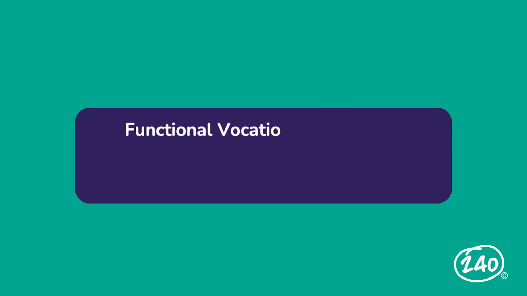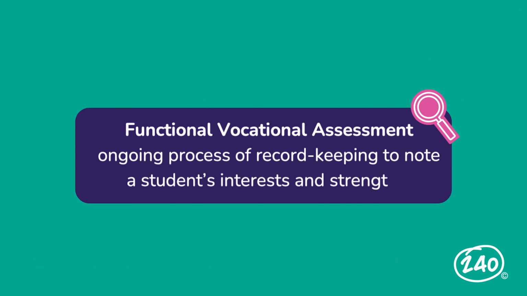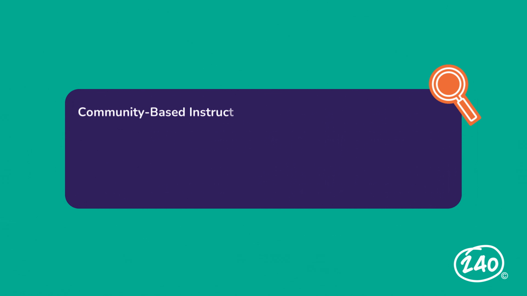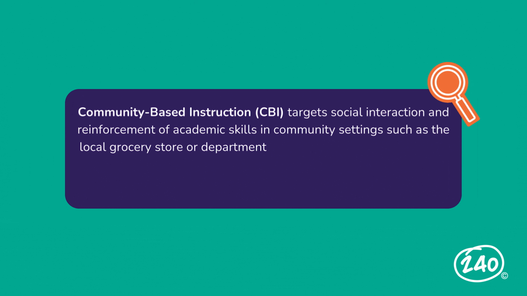In order to help students discover and select careers, teams can complete a functional vocational assessment. This is an ongoing process of record keeping to note a student's interests and strengths. This also takes the student's stated areas of interest into account. Collaboration with the community is also a key part of the transition process in many cases.